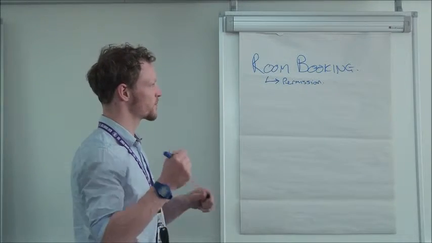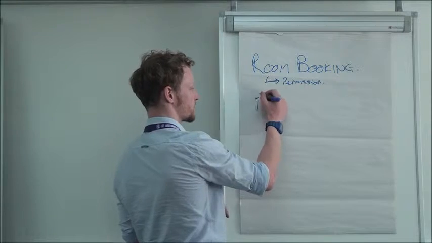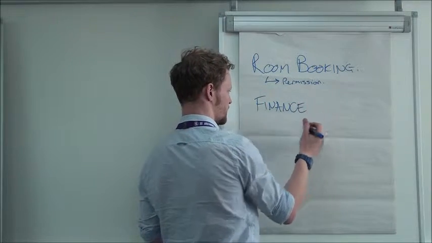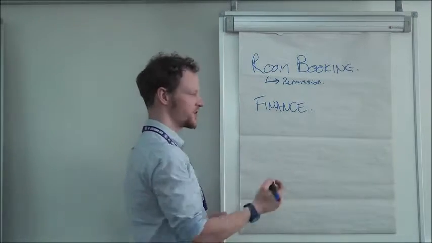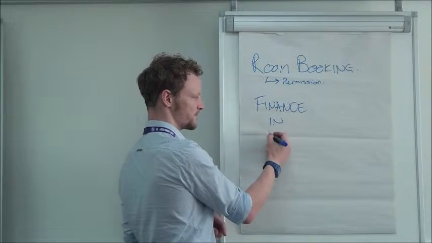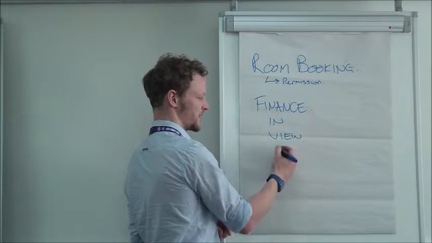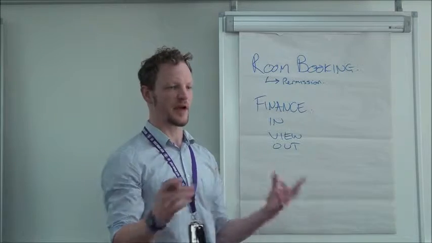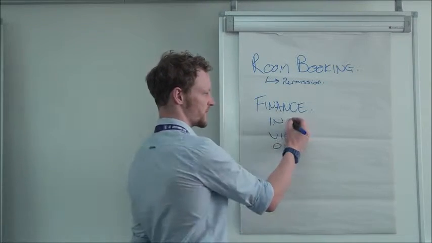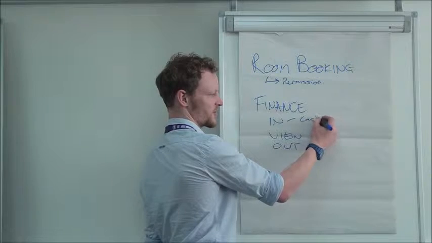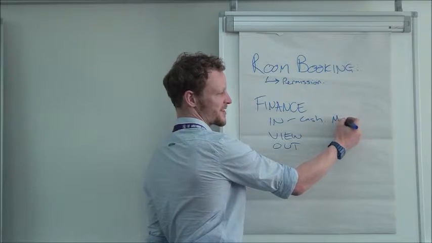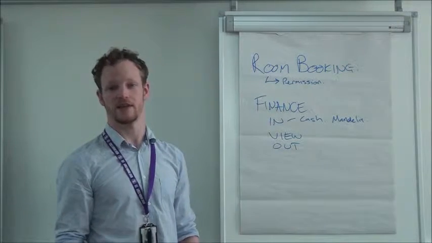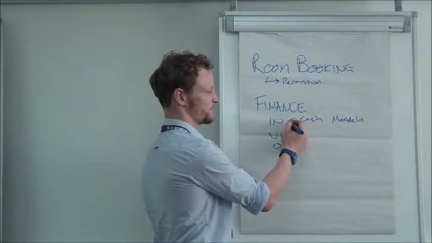Second thing we're going to look at is finance. Three main areas of finance: getting your money in, viewing your money once it's in, and taking money out. If groups don't know how to pay their money in, there are two simple ways. First one is cash, if they have it, and you just take that to Mandela reception, and they can pay their money straight in at Mandela, that'll be fine there.